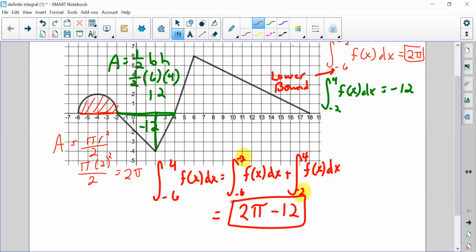All right, go to Canvas and do problems 1 through 5, and then we'll do the next type of situation. So this is graphical, using geometric areas. I need that area.